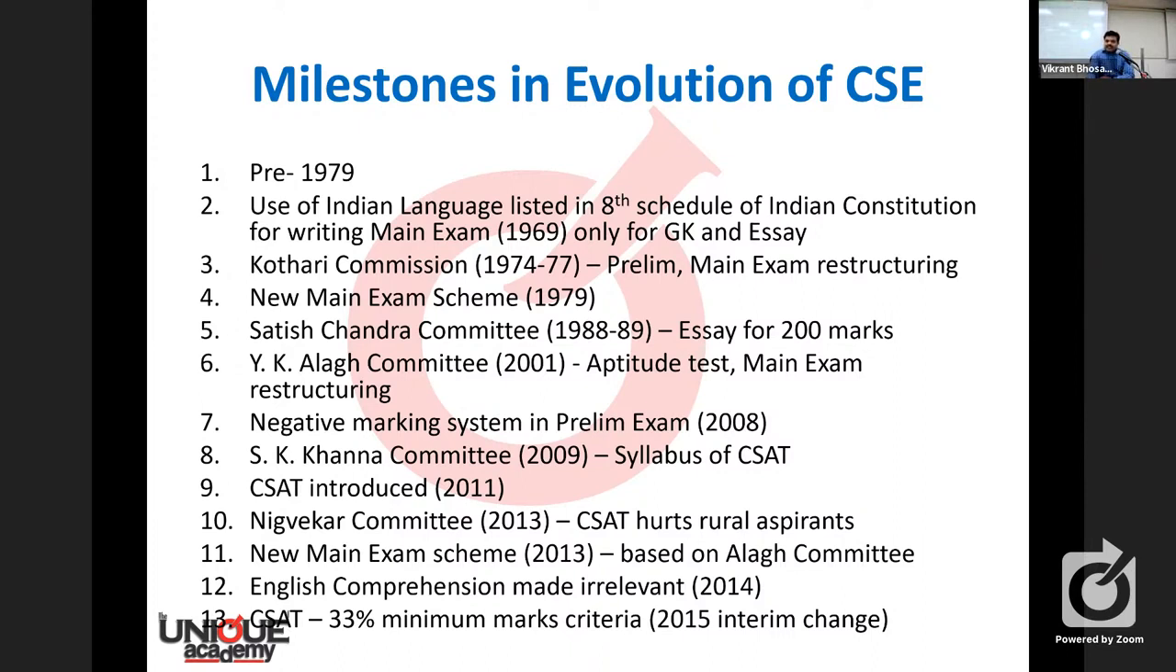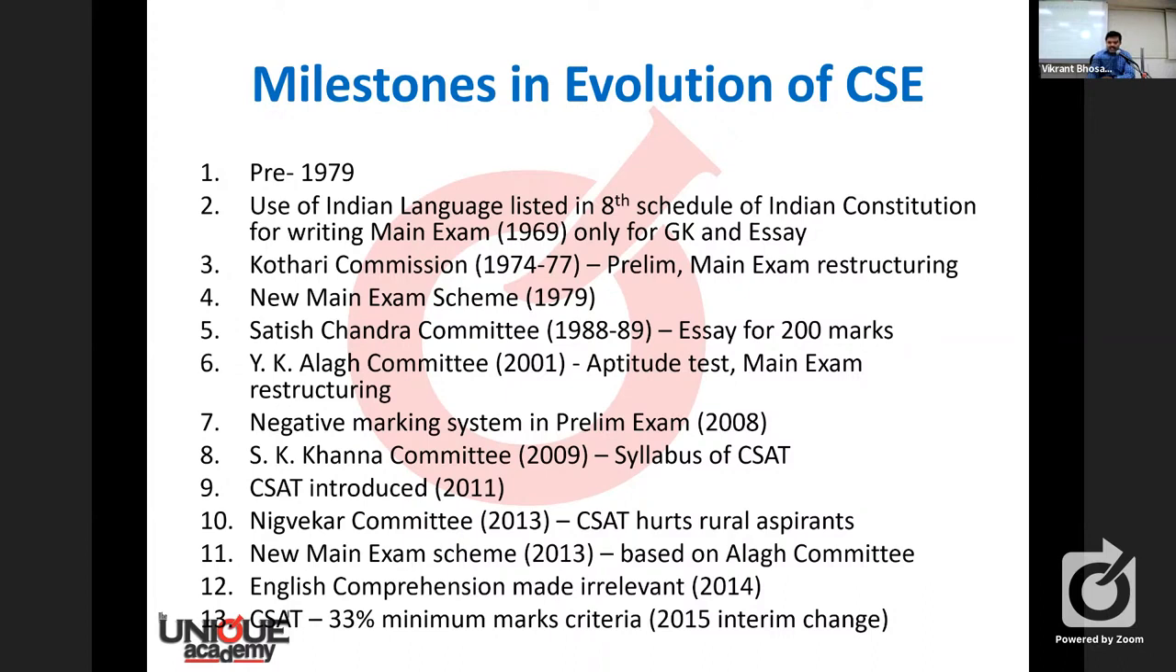74-77, don't you remember? It was the Emergency period. People had seen the brutal power of the government, and especially the youth wanted to enter the government and change it from inside. So they started writing the exam on a large scale, and it became a problem for UPSC to check the papers of such a large number of candidates. So the Kothari Commission came and recommended that we should introduce one more stage to weed out non-serious candidates.